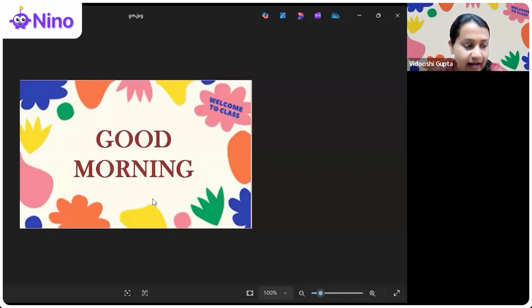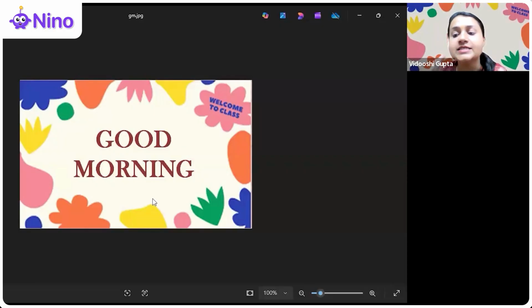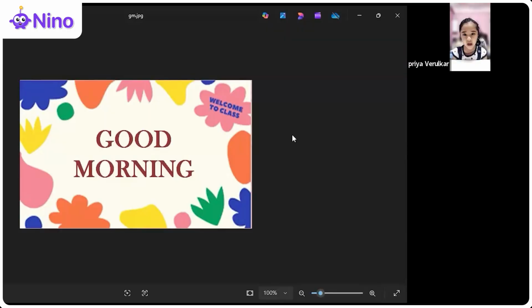So there are 26 alphabets in total, and all these 26 alphabets have different sounds. And that is what is called phonics. Phonics is related to the sounds of different alphabets. Okay, very good.